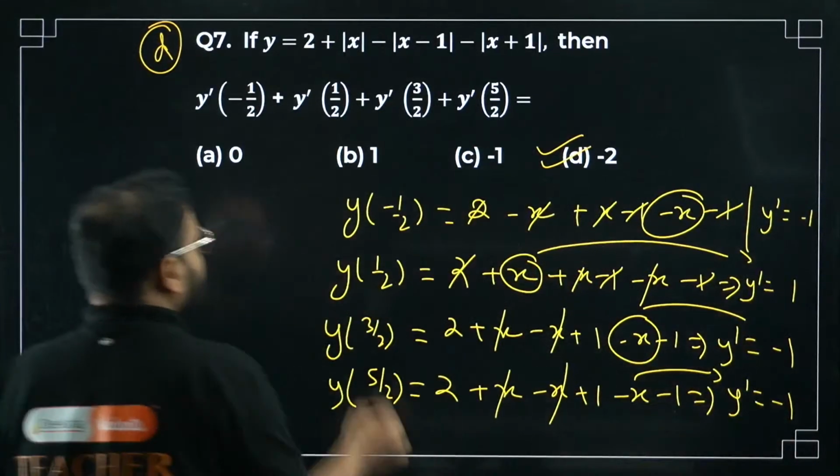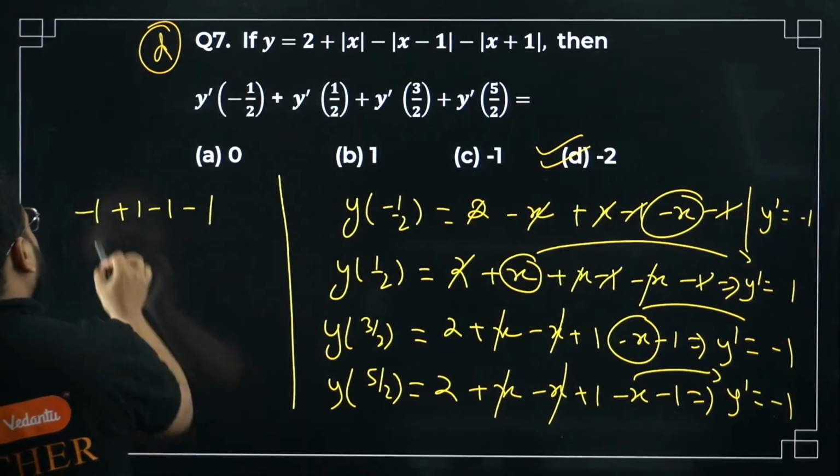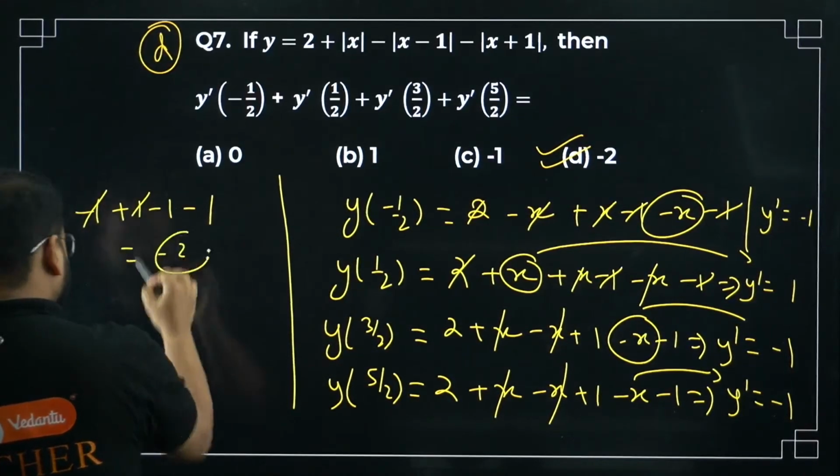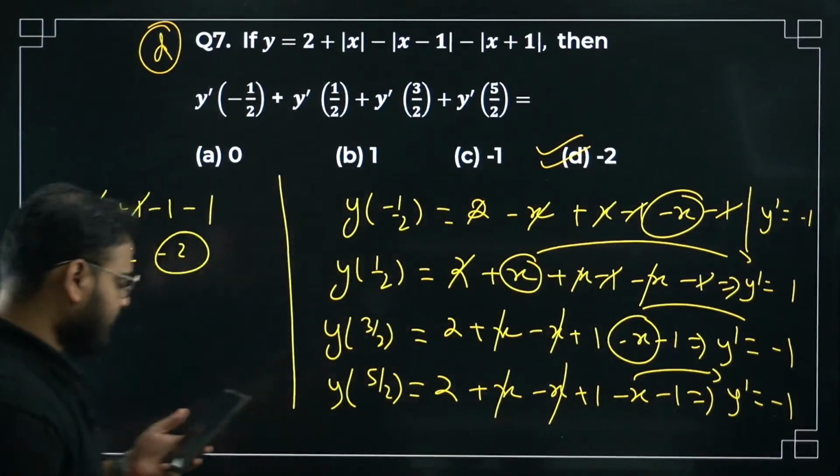Add all of this. What are you getting? The sum of all of this: minus 1 plus 1 minus 1 minus 1. The answer is minus 2. Please check. Question number 7 is done.